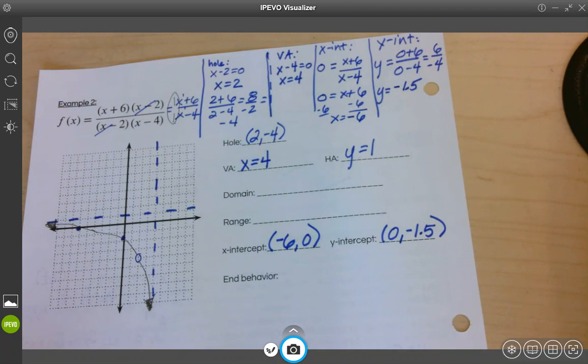So we're missing something on this graph. What are we missing? We didn't do that part.